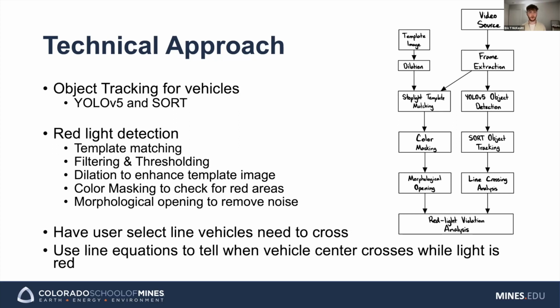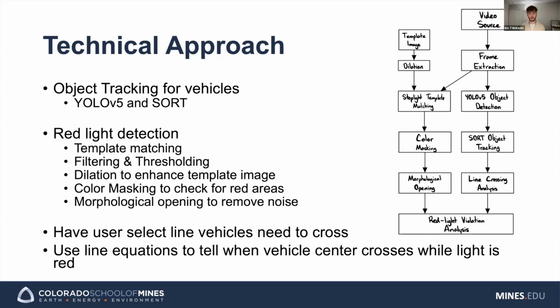And then as far as telling whether it's a red image, I use color masking to achieve this. And then to improve the performance of this pipeline, I've been using morphological opening to remove noise. Finally, the third piece of this is having a line that the vehicles need to cross while the light is red in order to have a violation occur.